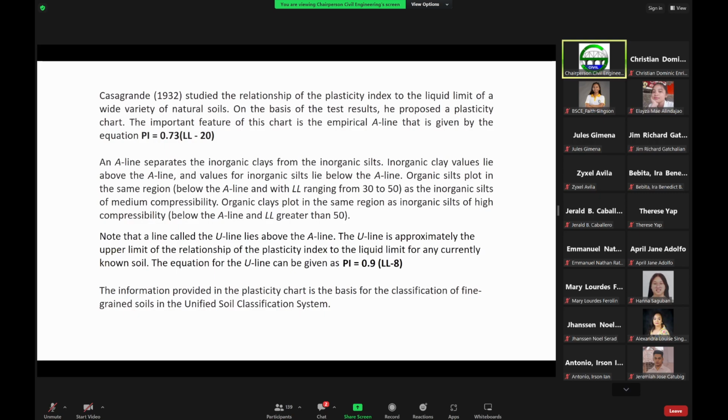Okay. So far, we have discussed the Atterberg limits. Now let's discuss a little bit about the soil structure.